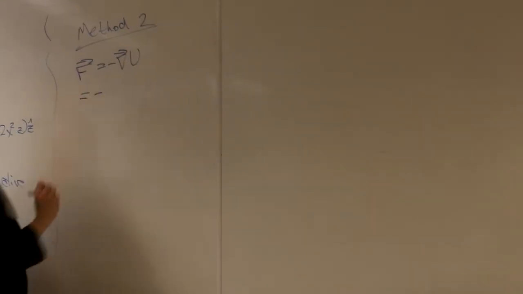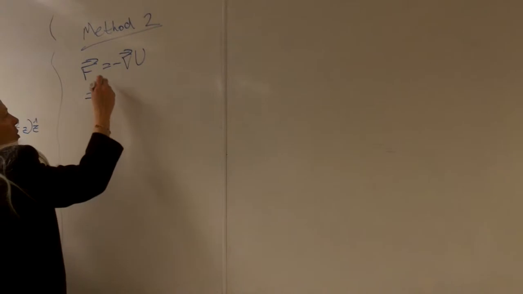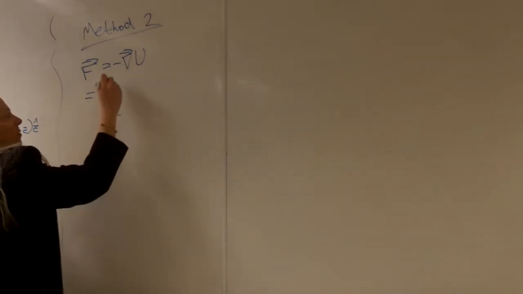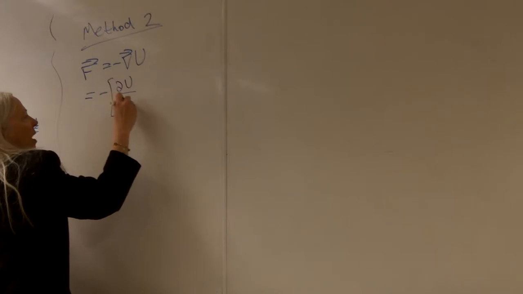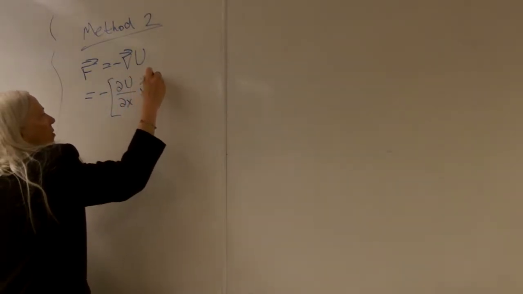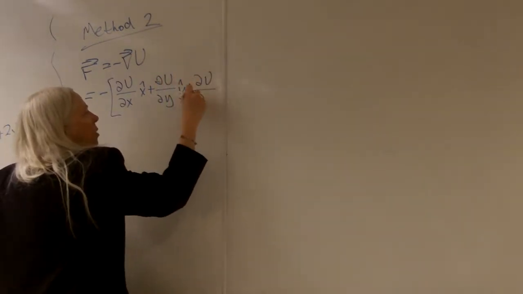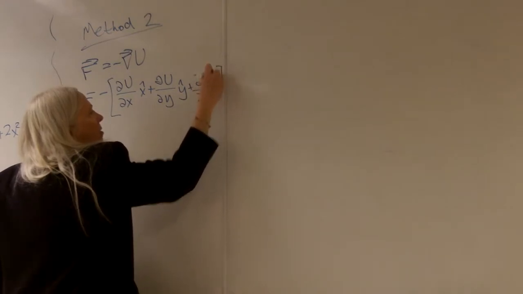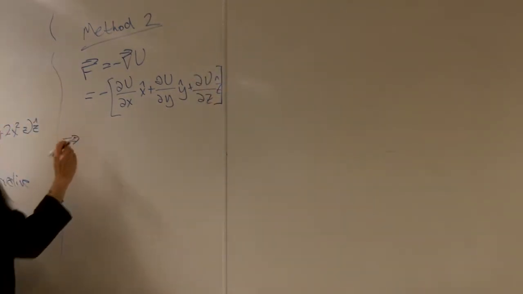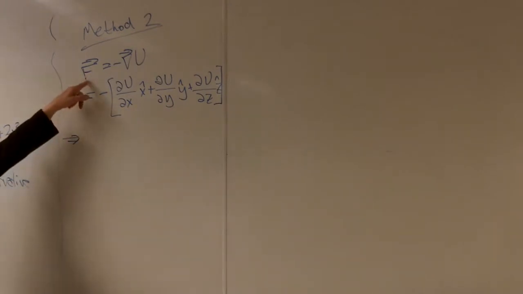Relationship between them. Well, let's just write out the expression for gradient in Cartesian coordinates. Okay, so we'll leave the minus sign out in front. The gradient of u is the derivative of u with respect to x times x hat plus the derivative of u with respect to y times y hat plus the derivative of u with respect to z times z hat. Okay, so the force is equal to that expression. The force, of course, we could write as f sub x times x hat plus f sub y times y hat plus f sub z times z hat.